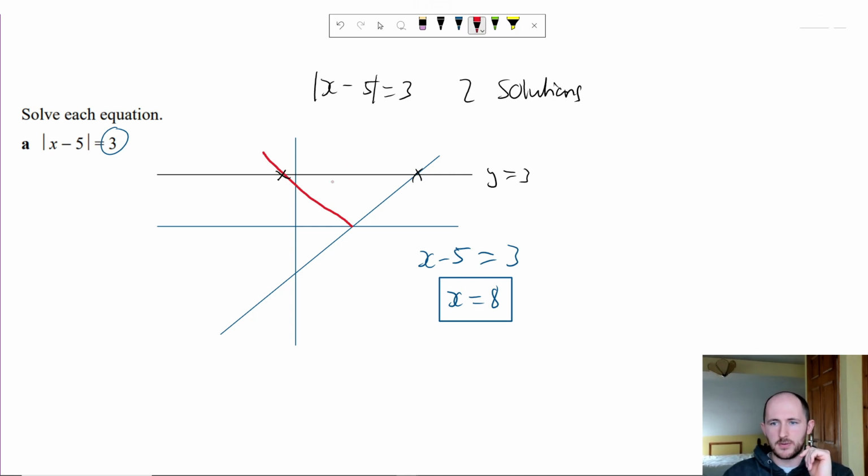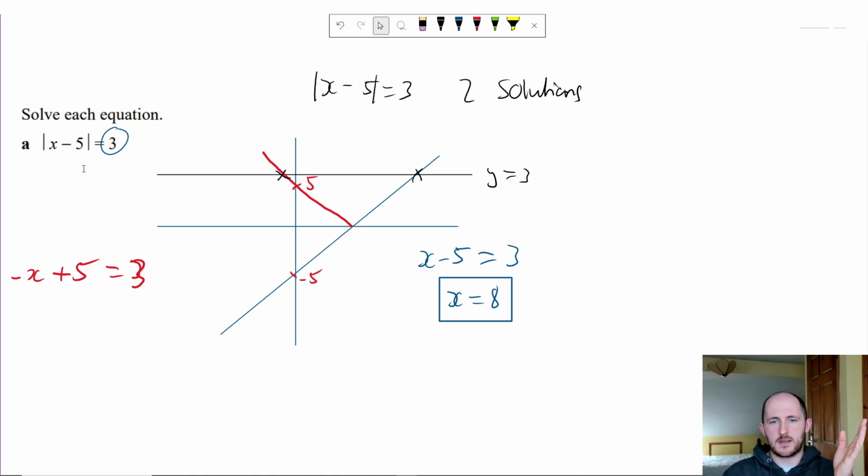Now have a think about what the equation for the red line is. Well, if you notice, the y-intercept over here is minus 5, over here it's plus 5. So this expression is going to be something plus 5. Now have a look at the gradient. The gradient should be the same as the blue line, but it's going down instead of up. So it's minus x plus 5. That's the other equation that we're solving.